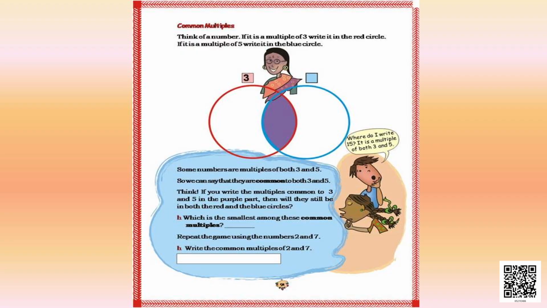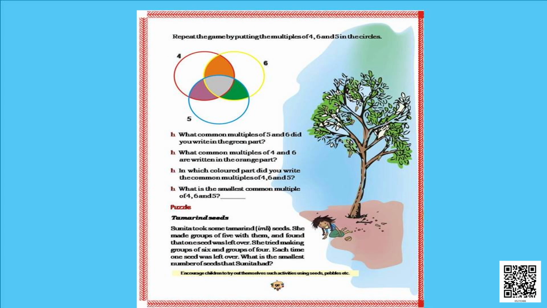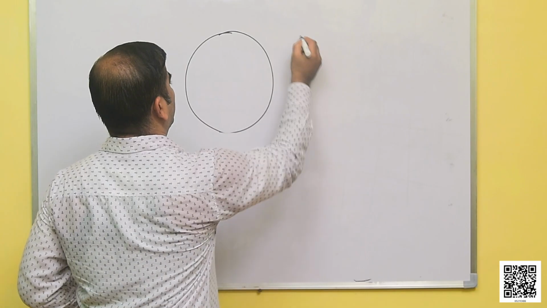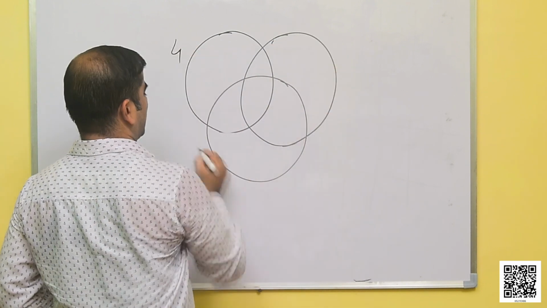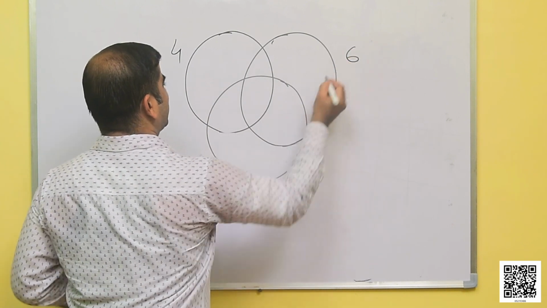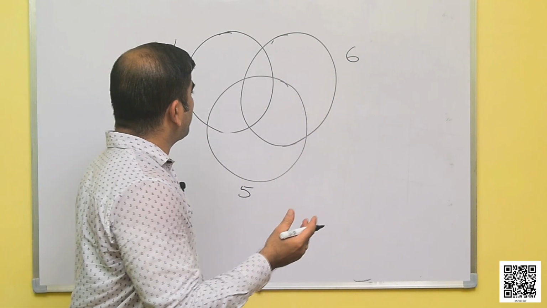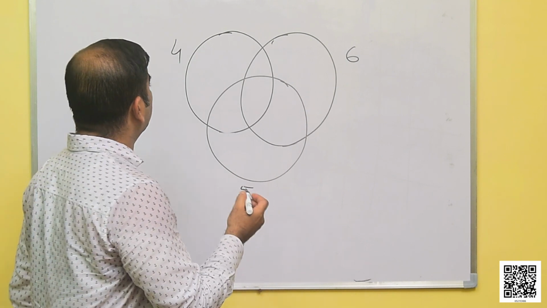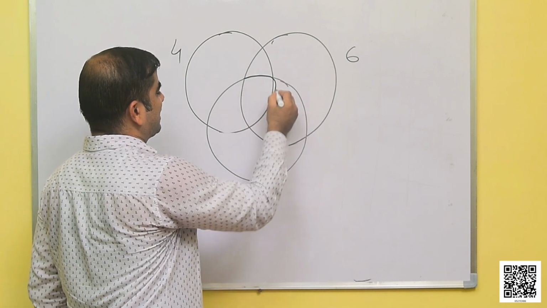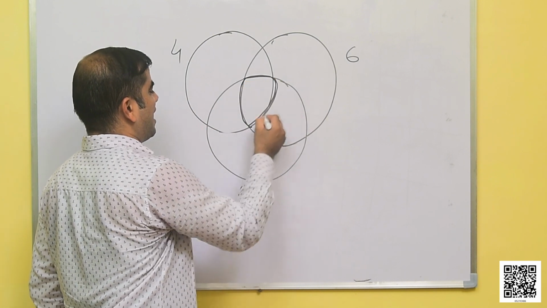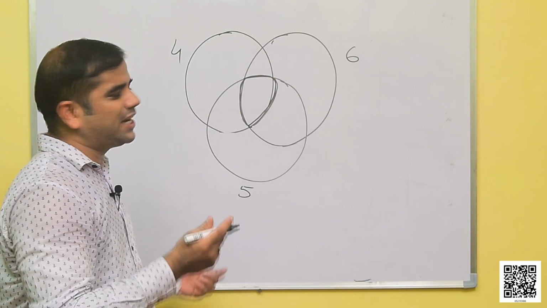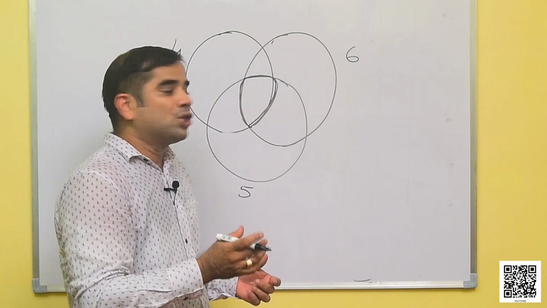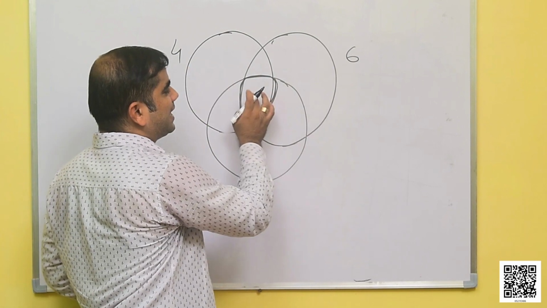So let's check some common multiples for 4, 5 and 6. As given in your book, 3 circles are intersecting each other. One is for 4, 5 and 6. The numbers that lie in this part of the intersection are actually common, because this is the common part of the intersecting circles. So let's check. We'll put all the numbers that are common to 4, 5 and 6 here.